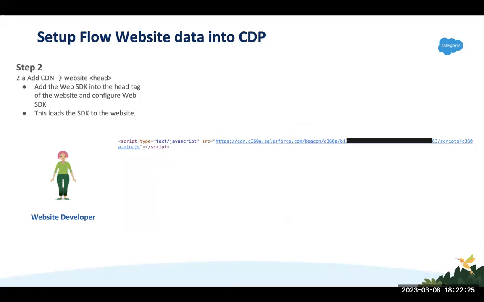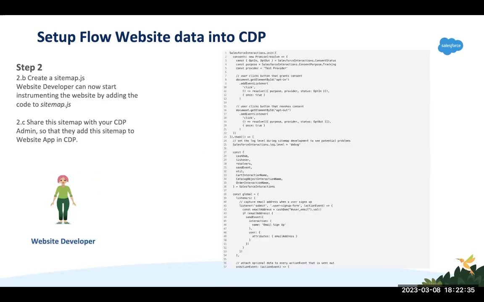So all the scripting has to go back and be added to the header of your websites, so that it automatically captures the events from each website and mobile into data cloud as well. This is the complete sitemap of JavaScript, which can include multiple DOM element listeners to capture the send event attributes, and then put in interaction names.